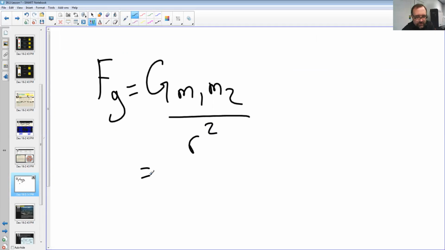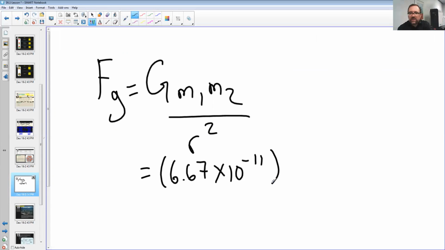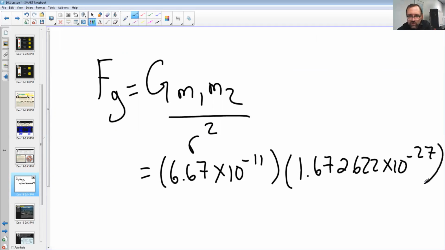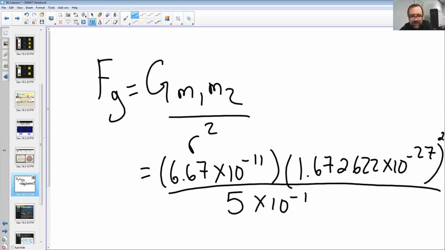Okay, so let's get to it. First of all, the constant you've learned back in Physics 20. There we go: 6.67 times 10 to the negative 11. The mass of 1 handy-dandy proton is 1.672622 times 10 to the negative 27. What I'm going to do is square that number because you're just going to multiply twice by itself. And then the radius is, as it said, 5 fm, so 5 times 10 to the negative 15.